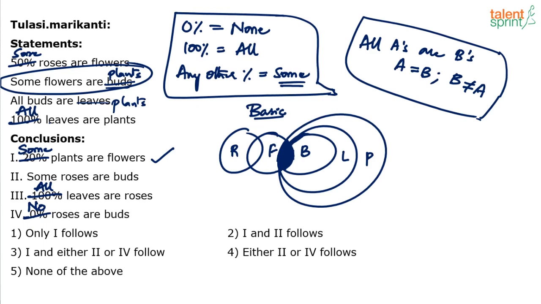Now you can eliminate some options here. For example, I can eliminate option 4. Option 4 says either 2 or 4 follows. 1 definitely follows. That's not given here. Anyway, only one option can be eliminated. So let's move to the second conclusion now.